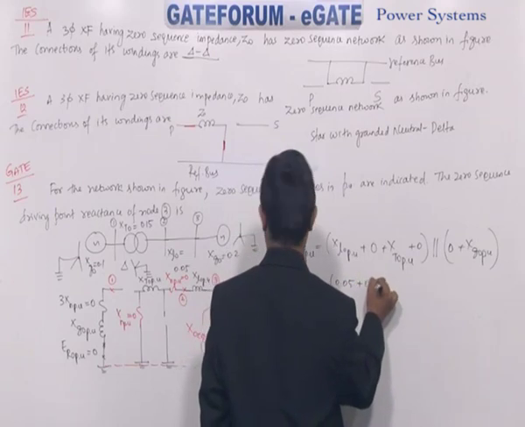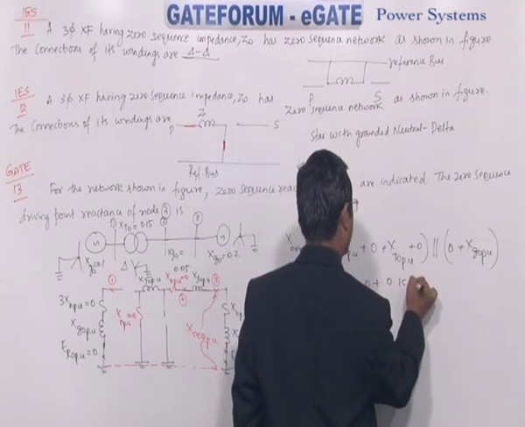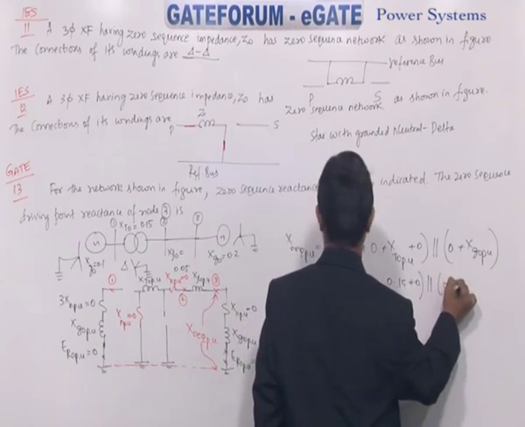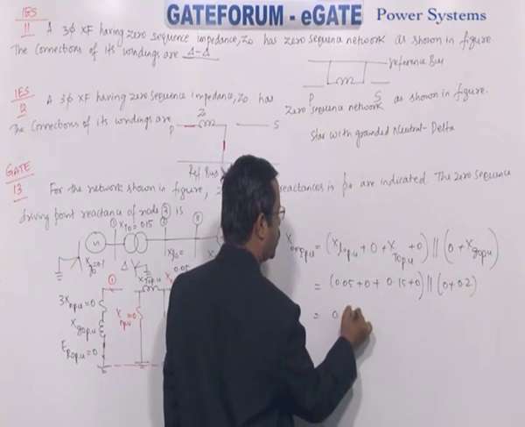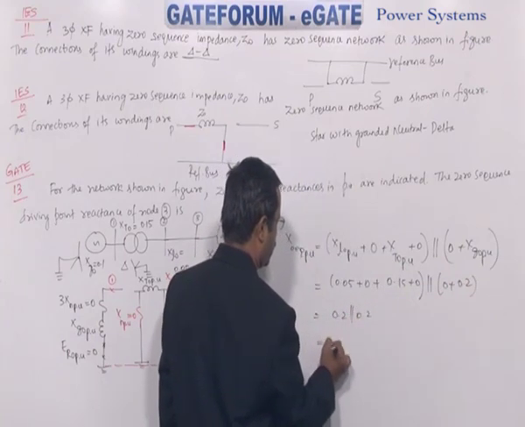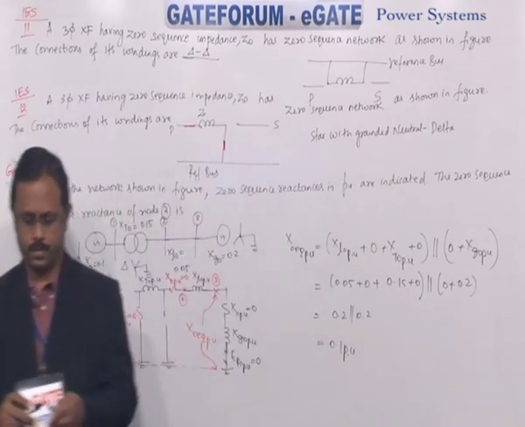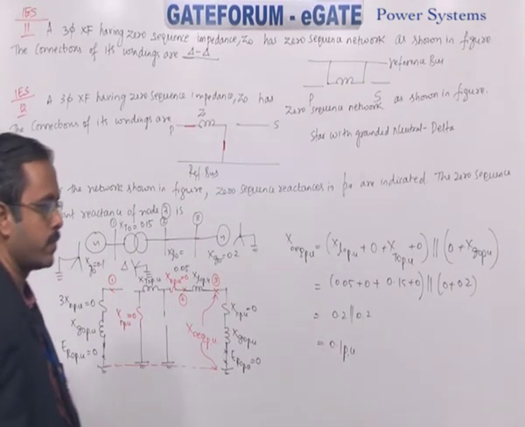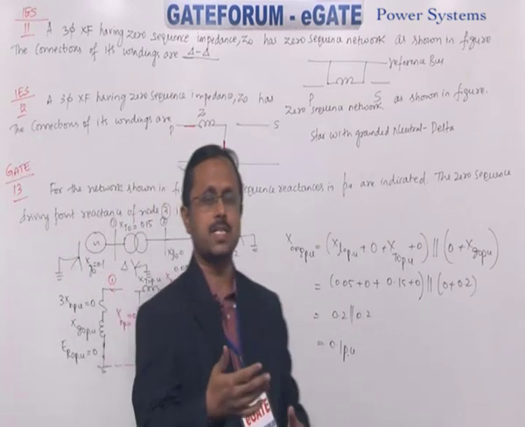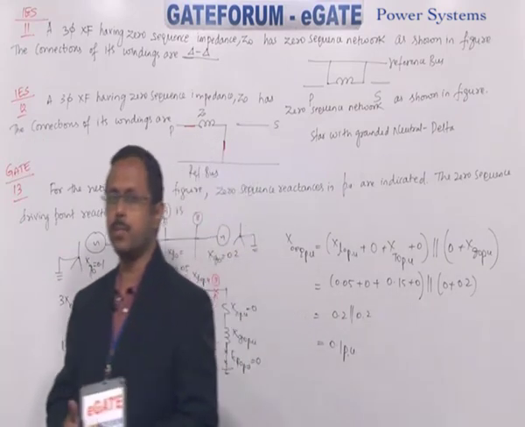0.05, XT naught 0.15, Xg naught is 0.2. So you get 0.2 and 0.2 in parallel. How much is it? 0.1 per unit. So simplifying, you get the answer as 0.1 per unit. And many more questions on these sequence networks. We continue after this break.